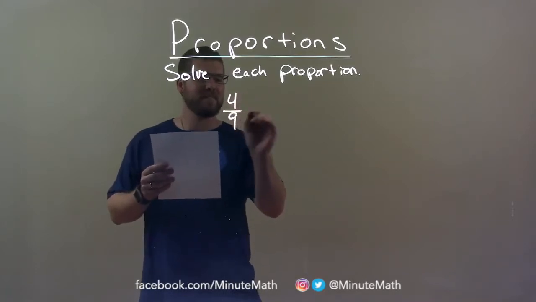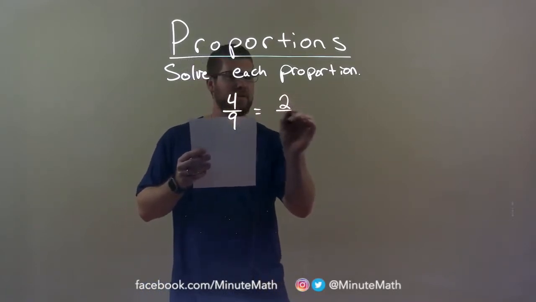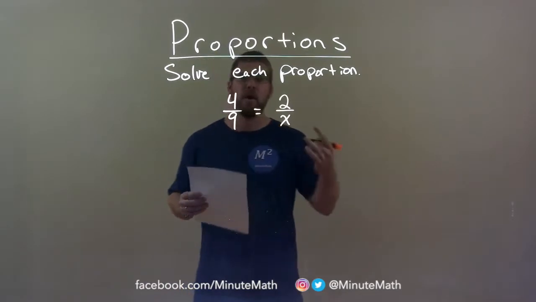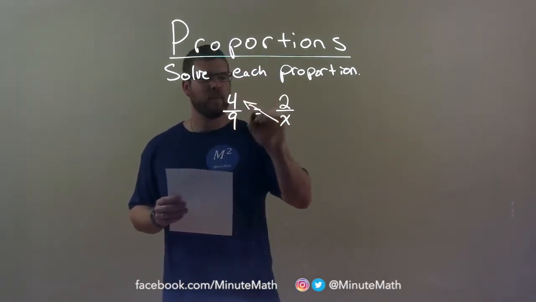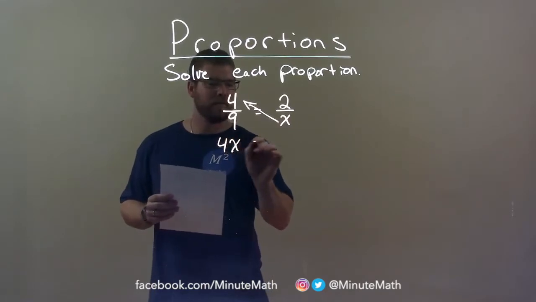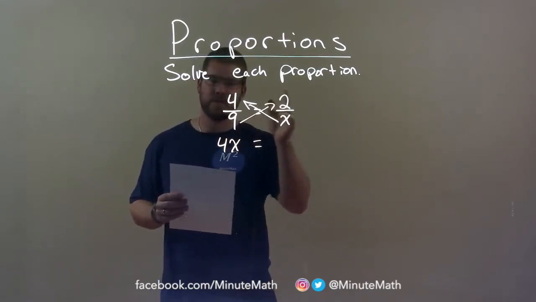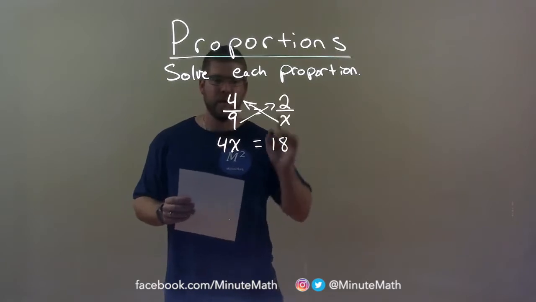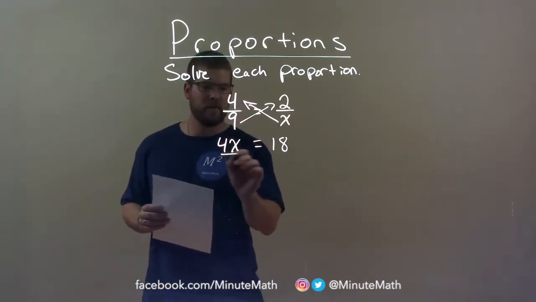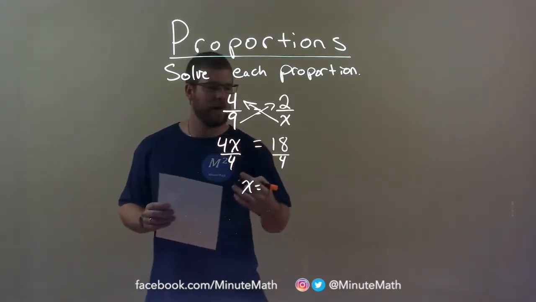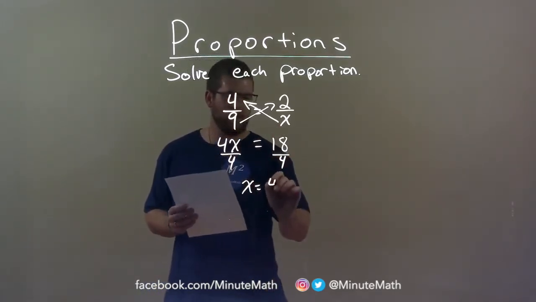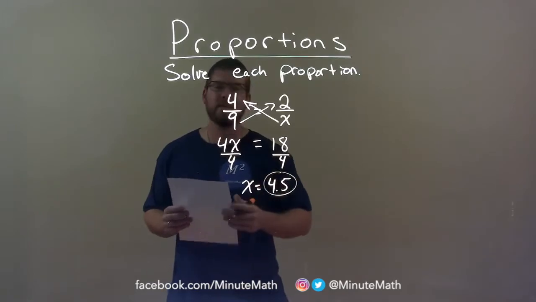4 over 9 equals 2 over x. Okay? First thing I want to do is cross multiply. x times the 4 is 4x, and 9 times the 2 is 18. Then I want to get x by itself, so I divide both sides by 4. And I have x by myself on the left. 18 divided by 4 is a 4.5 on the right. And so that is our final answer.